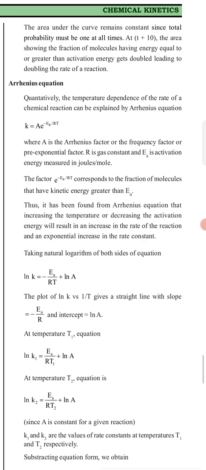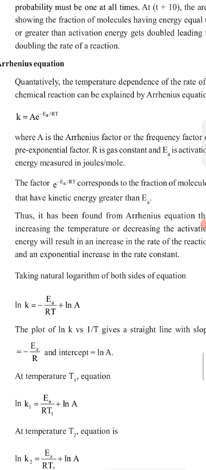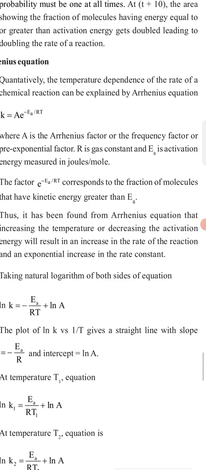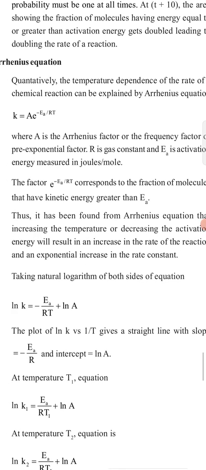By this equation, the rate constant depends upon the temperature. How? According to the Arrhenius equation, rate constant K equals A e to the power minus EA by RT. A is the Arrhenius factor, or we can say the frequency factor, or the pre-exponential factor. EA is the activation energy, R is the universal gas constant, and T is the temperature.